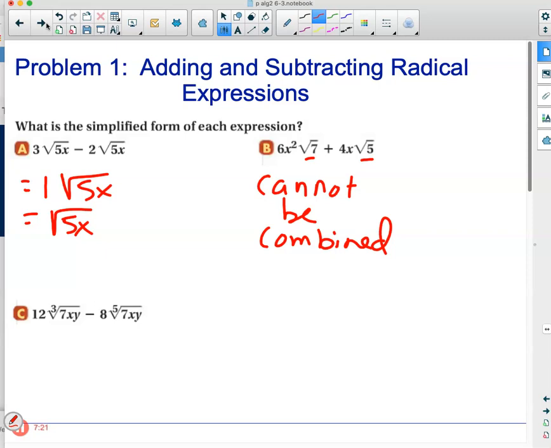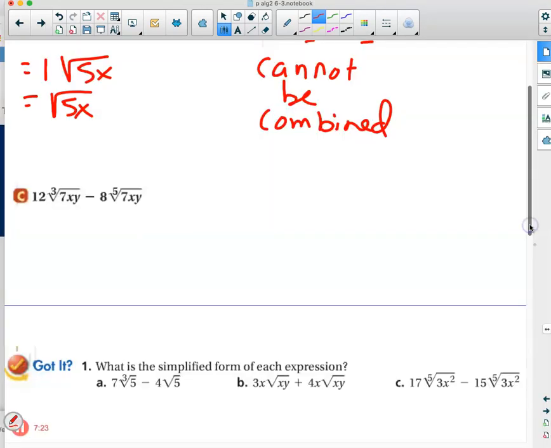This one looks fancy. 12 cubed roots of 7xy minus 8 fifth roots of 7xy. Can we do that one? Well, why not? Yes. So different reason, but same answer. Cannot be combined. Right there and right there. The index has to be exactly the same. So there were 3 of them there, and 2 out of the 3 we couldn't do.